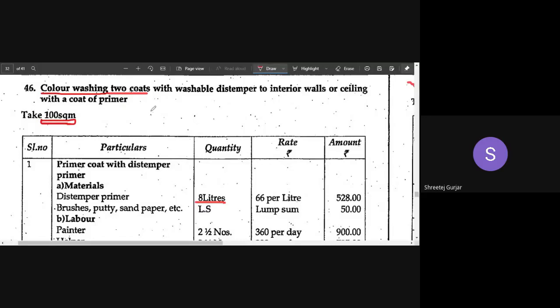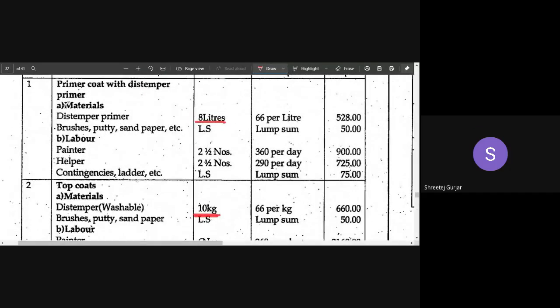Okay, so the thumb rule that I had told you is what? 1 liter for 10 square meters. So here we are required to paint a surface of 100 square meters. So we will require what? 10 liters, right? Approximately 10 liters of paint. So here you can see in material calculation, we have written it as 8 liters, right?